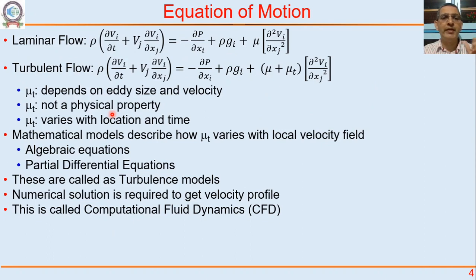Just to quickly recap, we have talked about laminar flow, we have talked about turbulent flow. These are the equations that we are having. This is an additional term, turbulent viscosity, and turbulent viscosity depends on the size and velocity of the eddy. It is not a physical property. It varies with location. It could vary with time as well. Mathematical models describe how mu-t varies with a local velocity field. They could be algebraic equations, they could be partial differential equations. These are called as turbulence model.